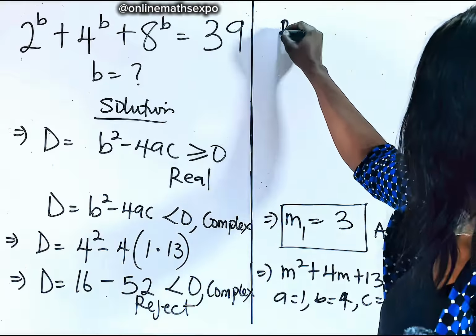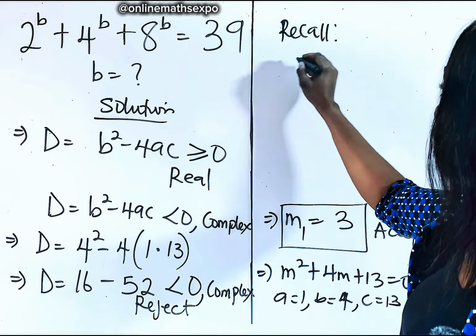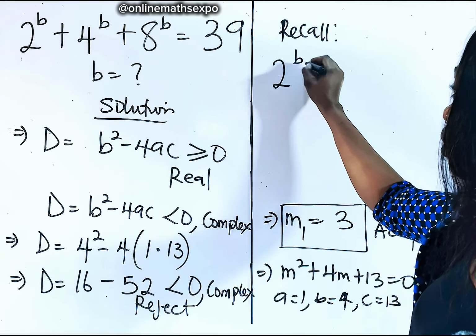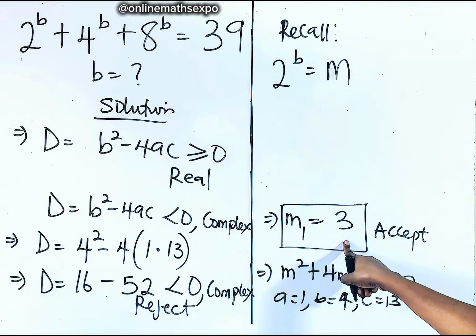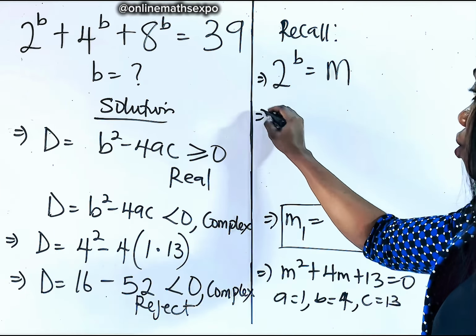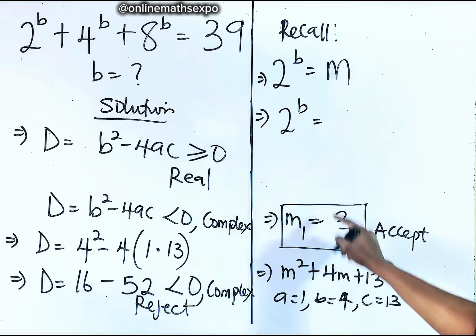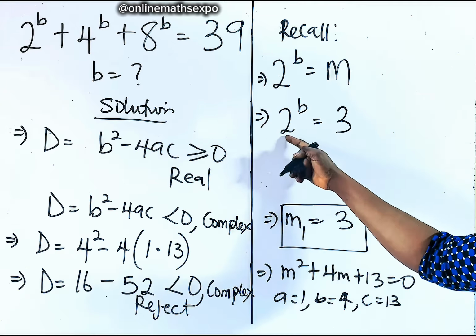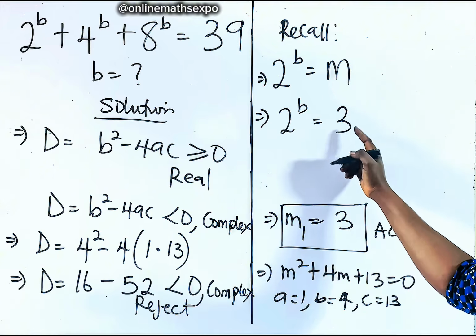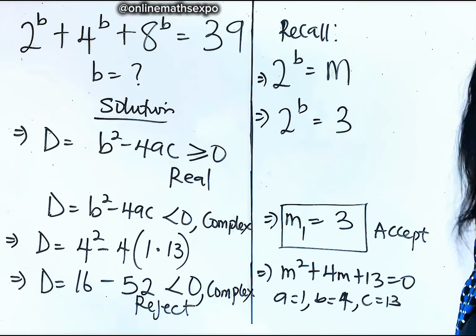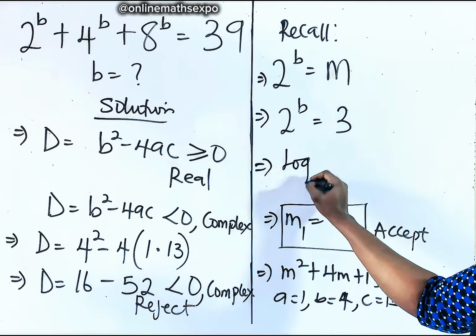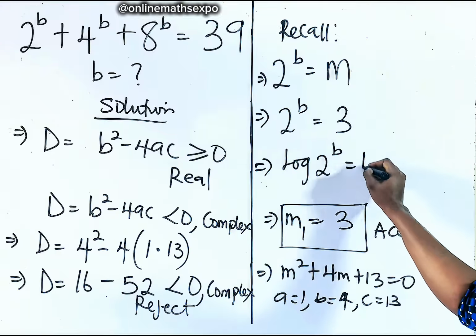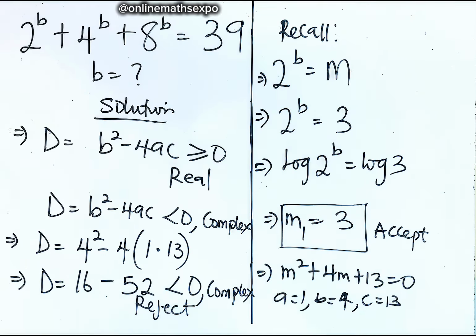So we recall, we said that 2 to the power of b is equal to m. So here our m is 3. So we are going to have 2 to the power of b is equal to 3. We cannot express 2 or 3 in powers of 2, so what we do is take log of both sides. So we have log of 2 to the power of b is equal to log of 3.